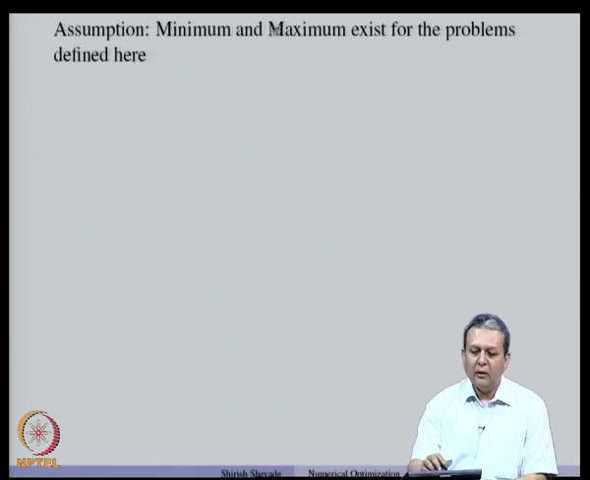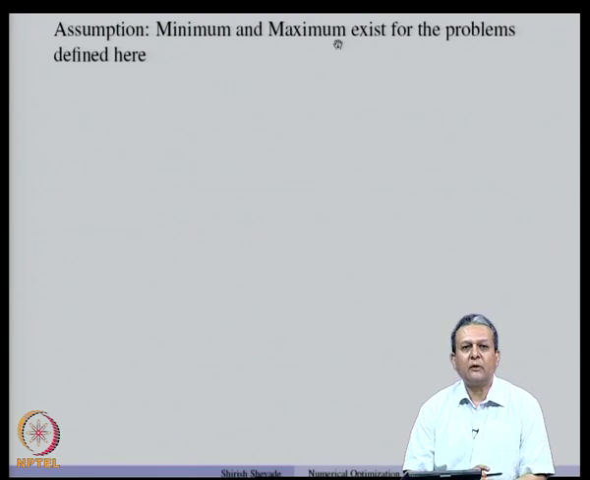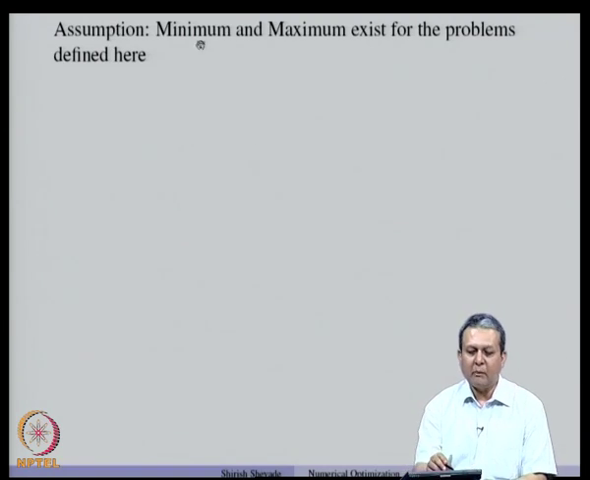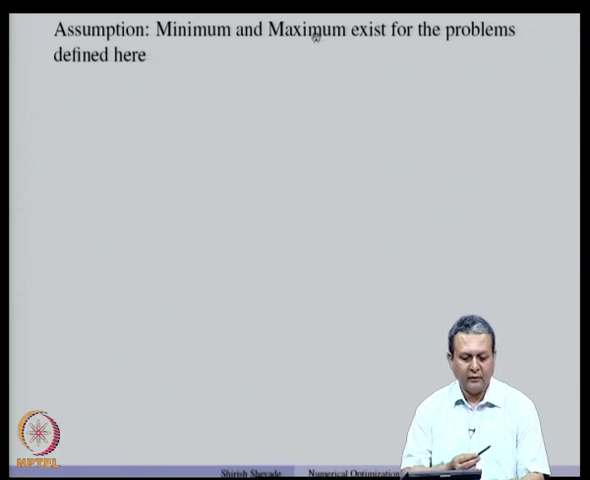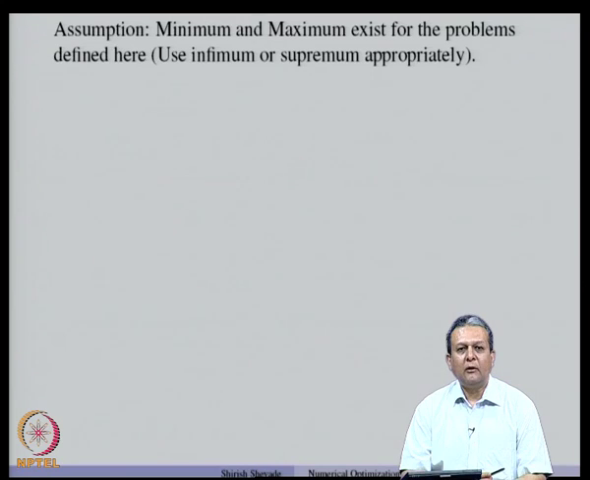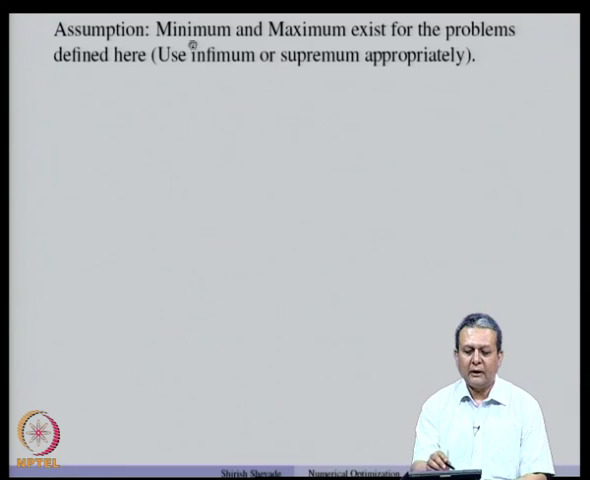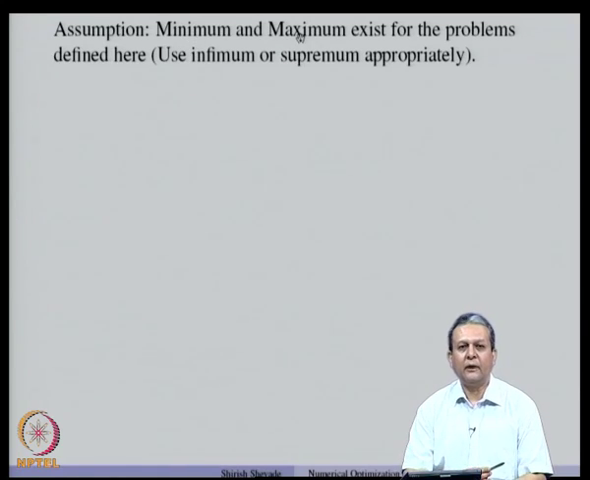Now, one assumption that we make here is that minimum and maximum exist for all the problems which are going to be defined, and if the minimum and maximum do not exist, then appropriately one can replace minimum by infimum and maximum by supremum. Okay. So, to avoid the notational clutter, we will keep using min max and one can use infimum and supremum appropriately.